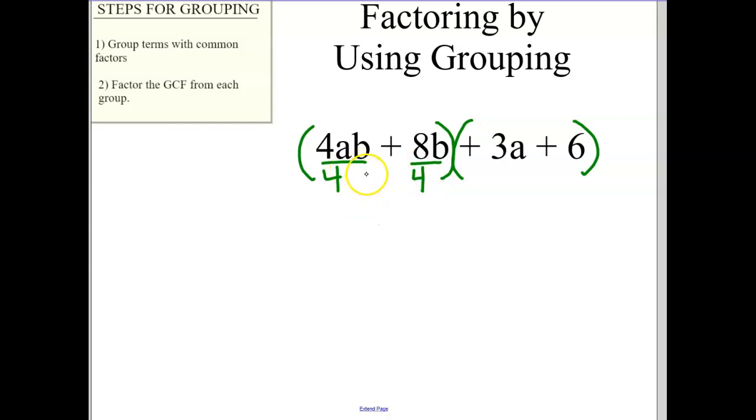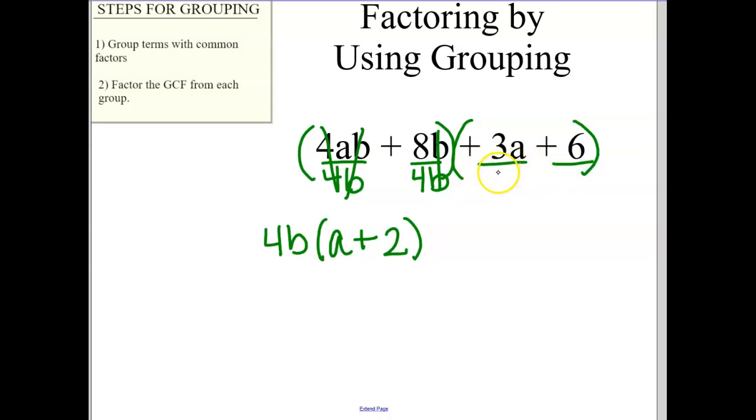Now I look at the variables. Is there a greatest common factor of the variables? Well, they each have a b. So using what we learned just a second ago, we can rewrite this as 4b parentheses. That will simplify, that will simplify. I'm just left with an a plus 2. That will simplify. That's all I'm left with there. Now I look at the second two terms and I say, what can I take out of those? What's the greatest common factor? That would be a 3 and a 3. So I'm going to show I'm taking out a positive 3. And once I take out a positive 3, I get an a plus 2.